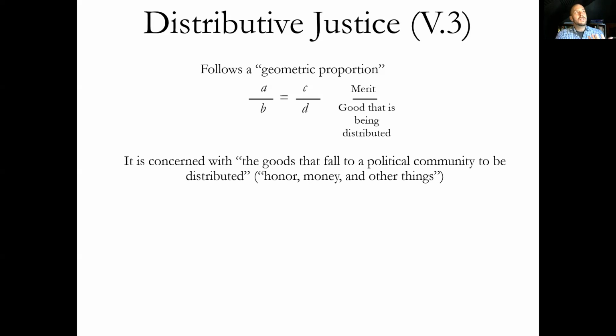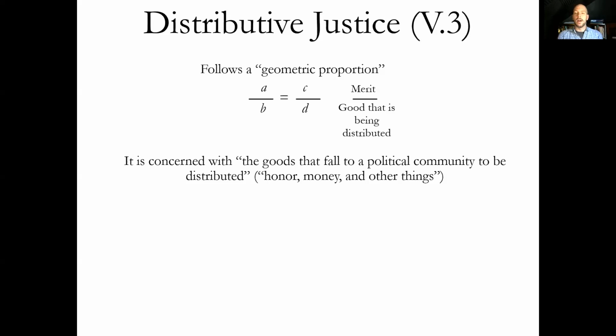Political communities have certain goods at their disposal that they are responsible for doling out, for distributing. Like, you get so much, you get this much, you get more, you get less, or everybody gets an equal amount, or whatever it might be. One of the things political communities have to do is distribute certain goods. Not every kind of good, just certain goods. There are certain goods that fall to the political community to be distributed.